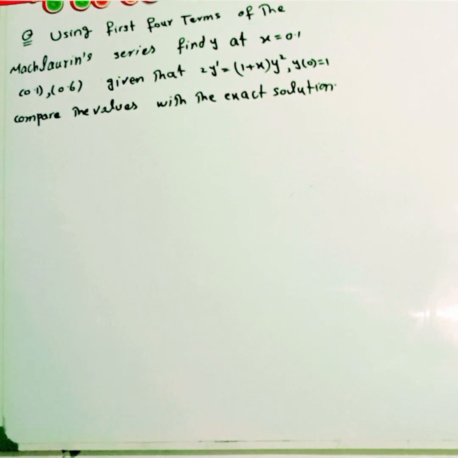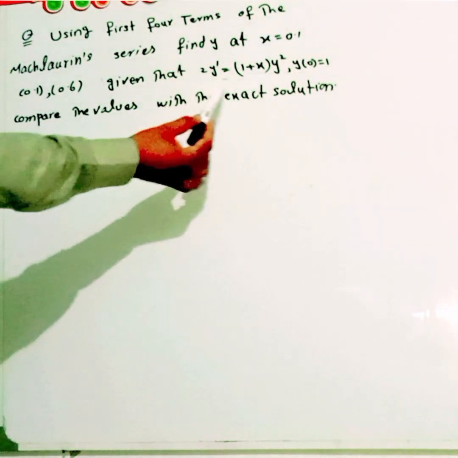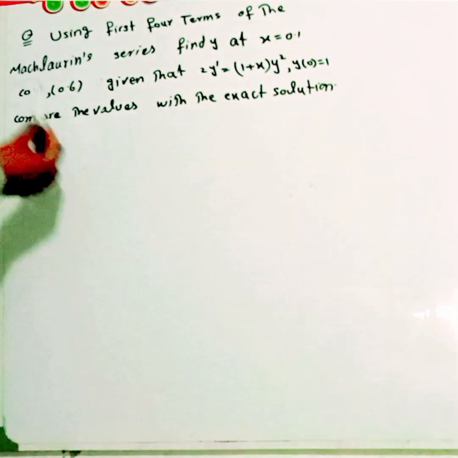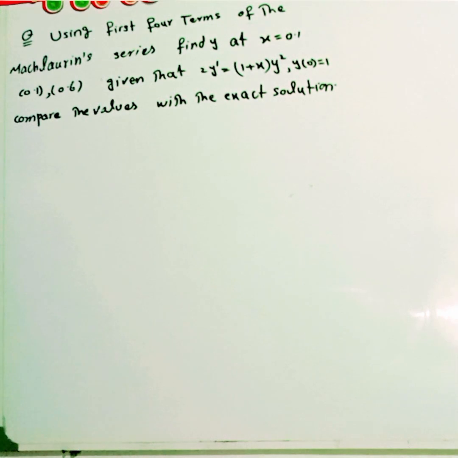Bismillahirrahmanirrahim. Dear student, today we solve an ordinary differential equation by using the Maclaurin series method. Here we have a question. By using the first 4 terms of the Maclaurin series, find y at x from 0.1 to 0.6.